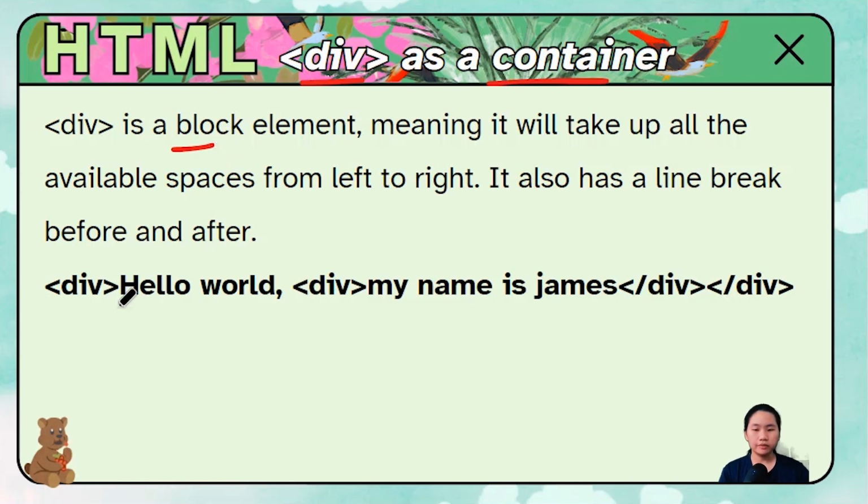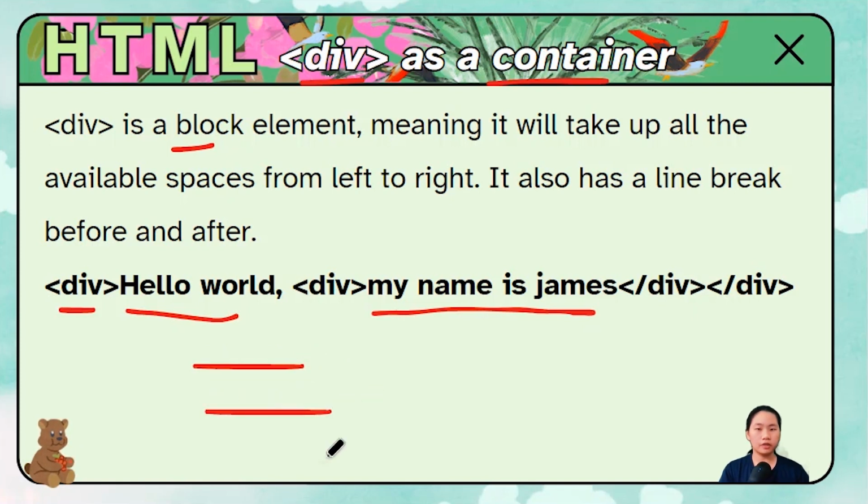I have an example here. We have a div, so this is the first container, and in the first container we have hello world, and we have another container, a second div that's nestled in the first div, and in the second div we have my name is James, okay? And so how this will display is that we have hello world up here, and then my name is James down here.